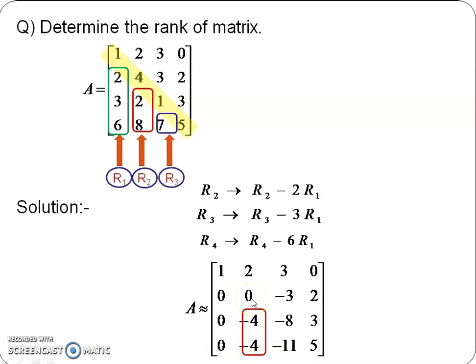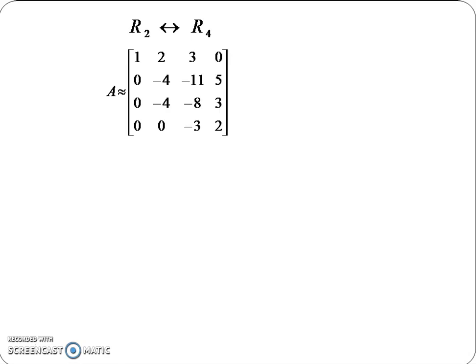with the help of R2, we have to make it to 0. But 0 doesn't help to convert this to a 0 element. So we have to swap it with the row R4. So now R2 and R4 rows will get swapped with each other. Now we can convert this minus 4 to 0 with the help of R2.